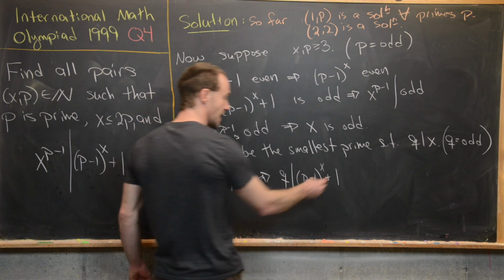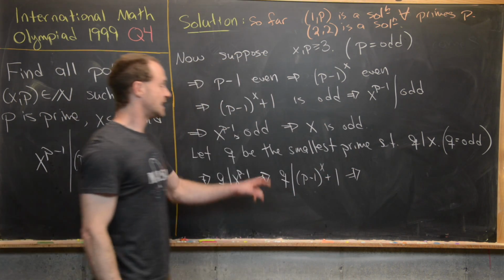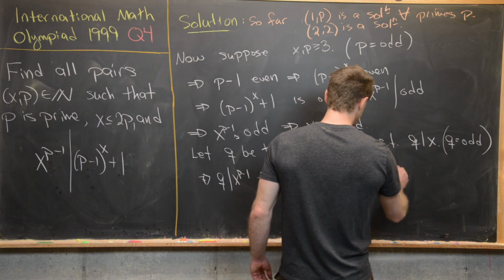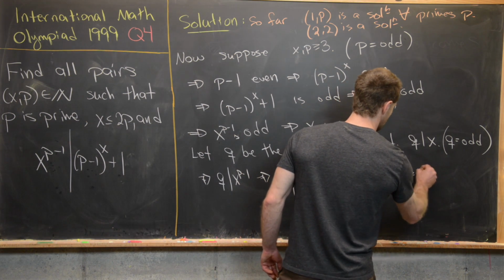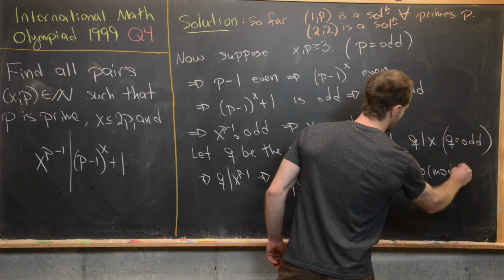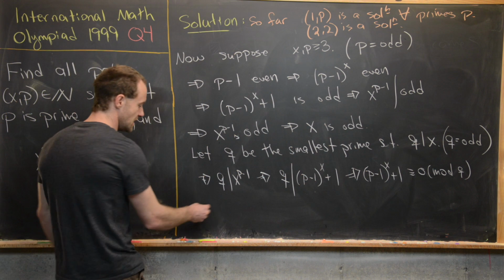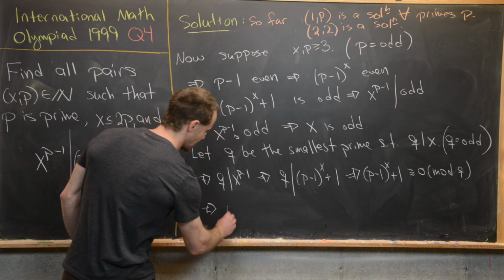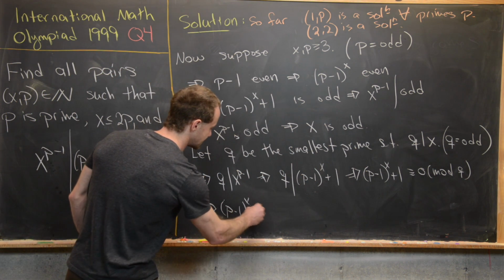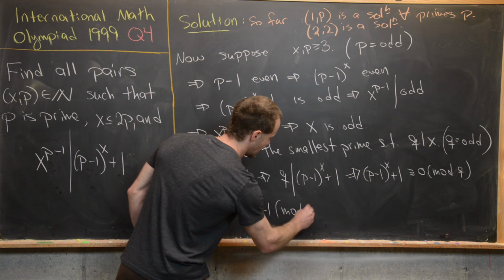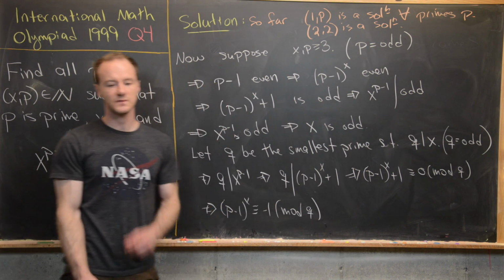Good. But what that shows us is that we have (p minus 1) to the x plus 1 is congruent to 0 mod q. So that's equivalent to this divisibility statement. But now that's the same thing as saying that (p minus 1) to the x is congruent to -1 mod q. Okay, good.